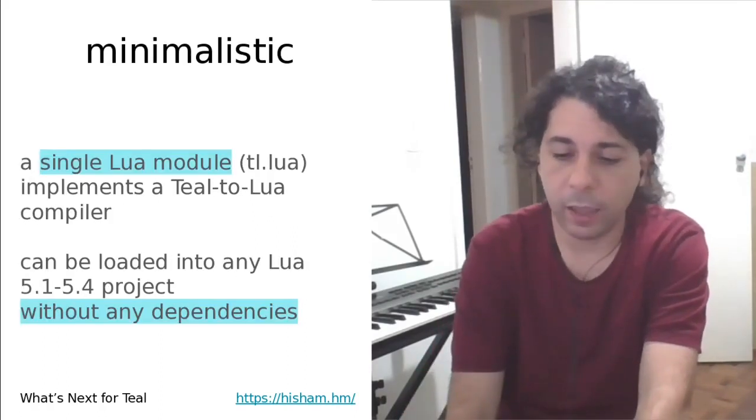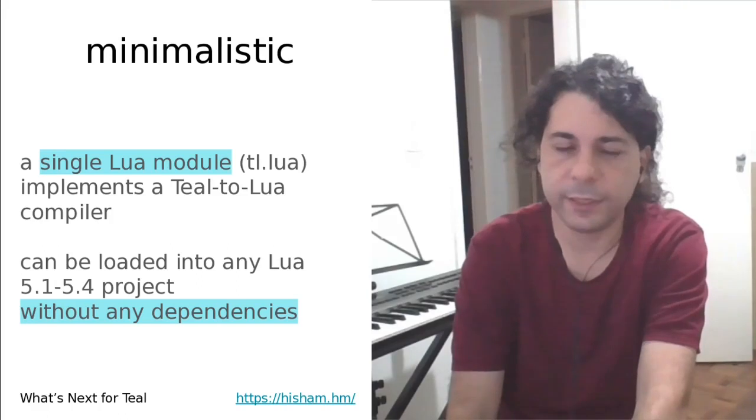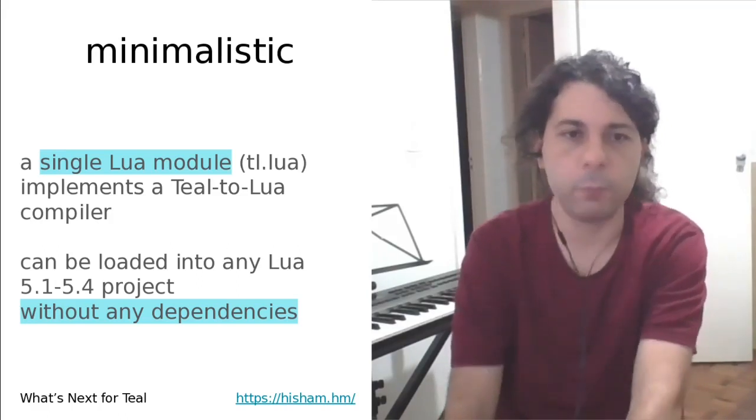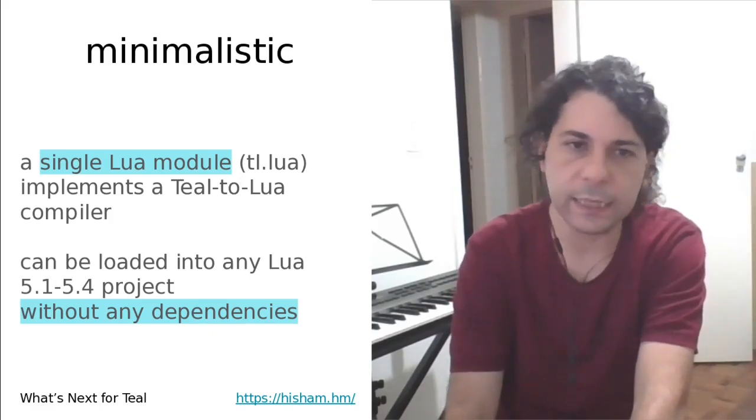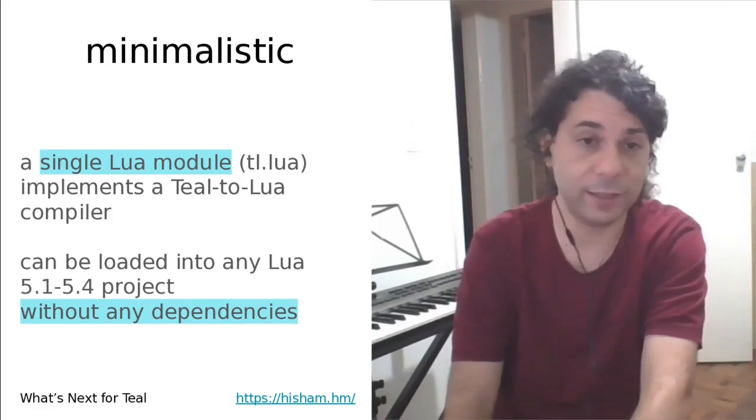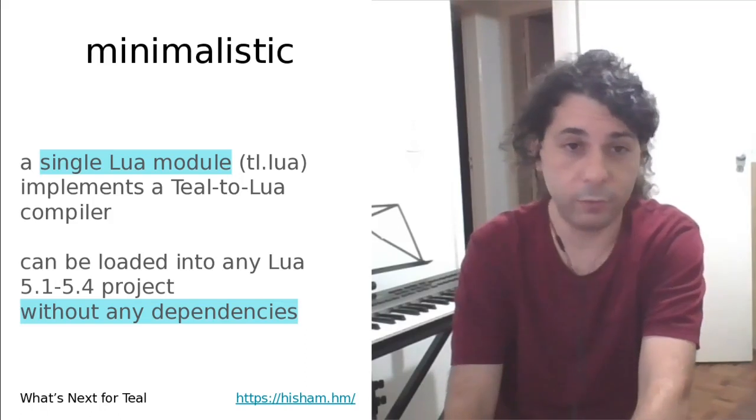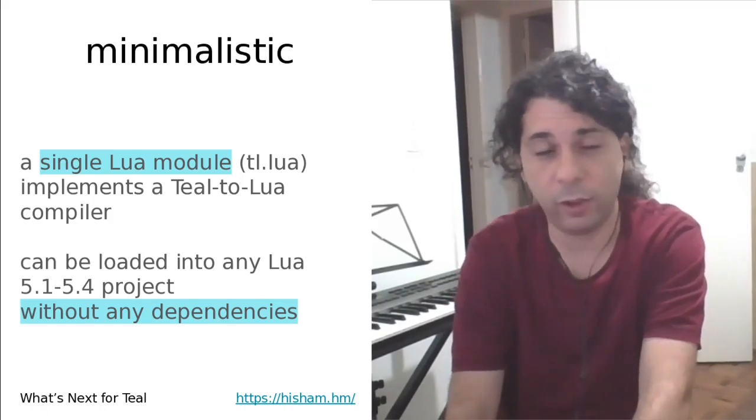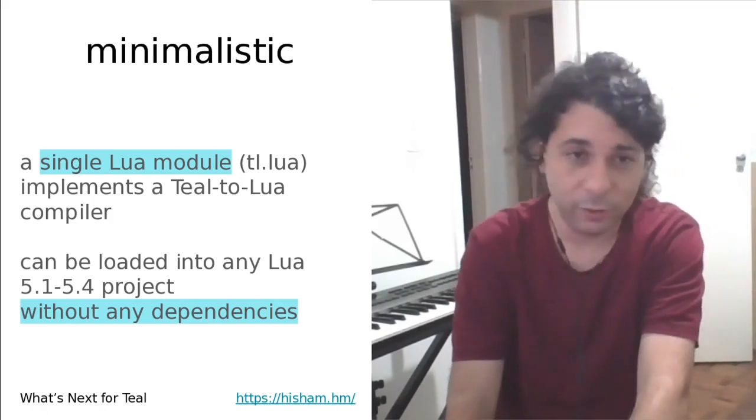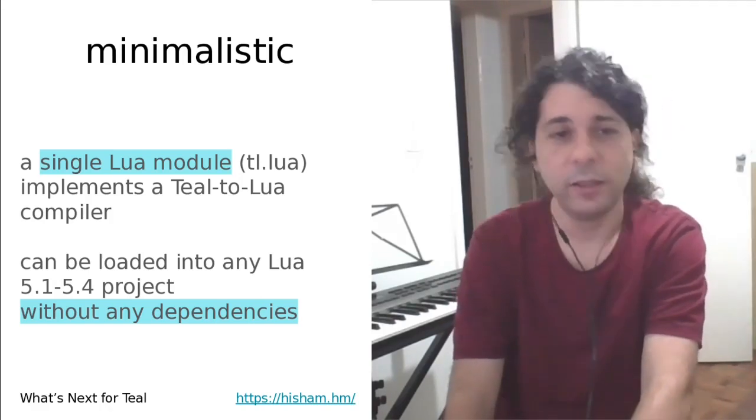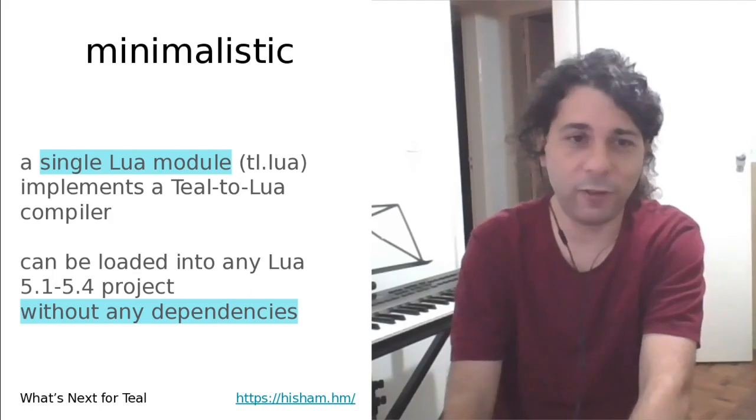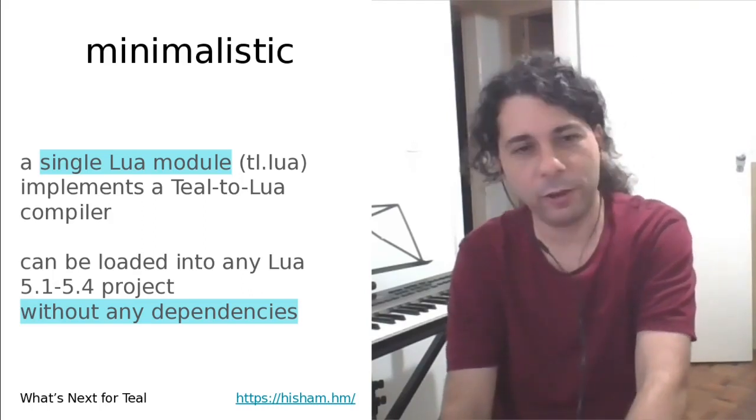So, like Lua, I think Teal tries to be both minimalistic and pragmatic, right? Teal is pretty minimalistic in the sense that the compiler itself is a single Lua module, one tl.lua file, which in fact is generated using itself from a tl.tl file. That one Teal file implements a Teal to Lua compiler.